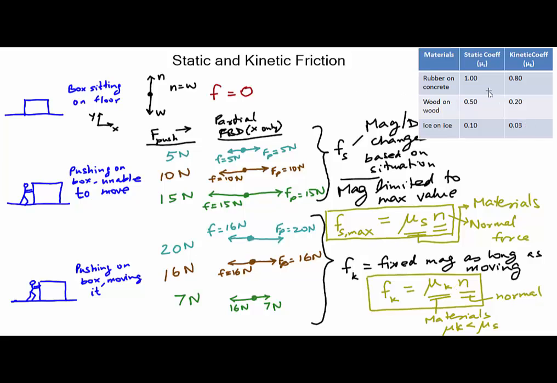And finally, here are some example values of mu s and mu k that I've given you, the coefficients of static friction and kinetic friction. Remember, mu s controls the maximum static friction, mu k controls the kinetic friction, the constant value of kinetic friction. And as you expect, different materials have different values. So rubber on concrete is a lot stickier than wood on wood or ice on ice. So the coefficient goes from 1 to 0.5 to 0.1. And the same trend is seen for kinetic friction. And then the other trend you see is that the kinetic coefficient is always less than the static coefficient because things are stickier when they are at rest than when they are already in motion.